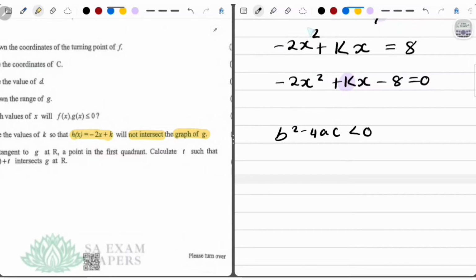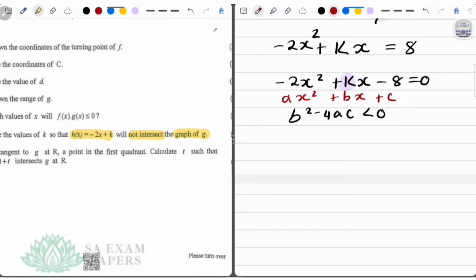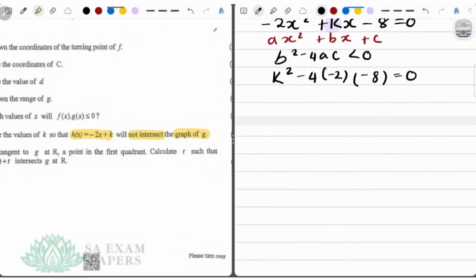So how do we make delta less than 0? We're just going to substitute what delta is. B squared: our b value right now is this k, because this is in the form of ax squared plus bx plus c. You see now that k is b. So in place of b, I'm going to say k, and I have to square that. Minus 4, and then a is negative 2, and c is negative 8, and this is equal to 0.